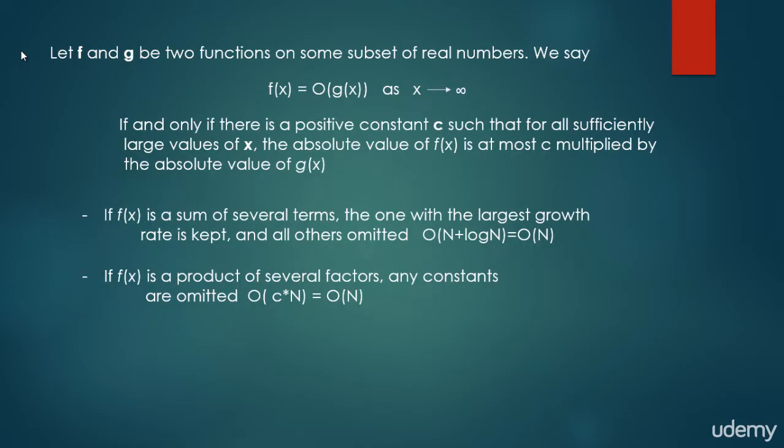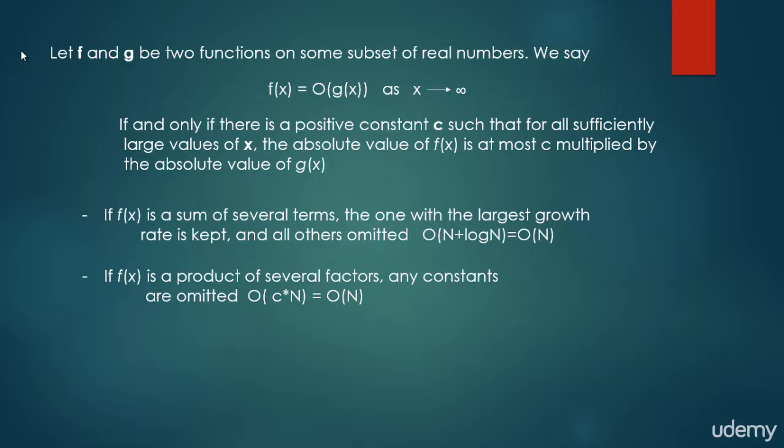So yeah, the concrete definition is that let f and g be two functions on some subset of real numbers, then we say that f(x) is equal to big O of g(x) as x tends to infinity if and only if there is a positive constant c such that for all sufficiently large values of x, the absolute value of f(x) is at most c multiplied by the absolute value of g(x).